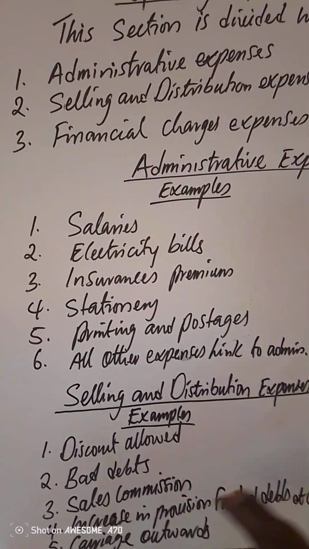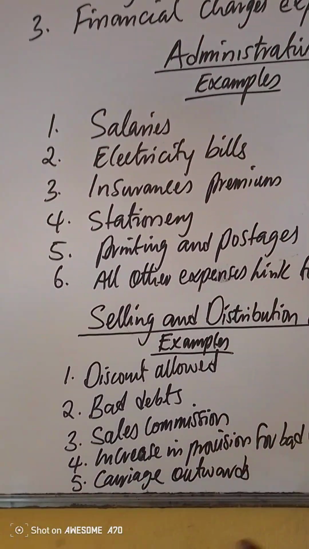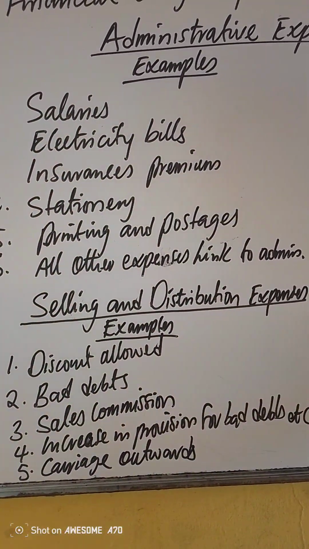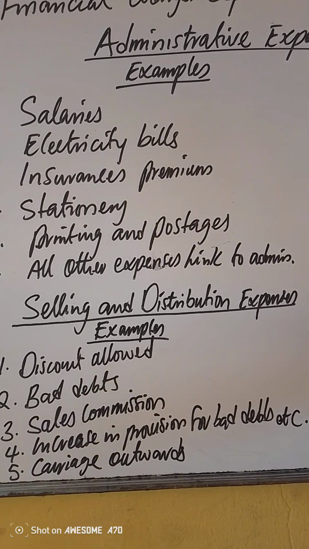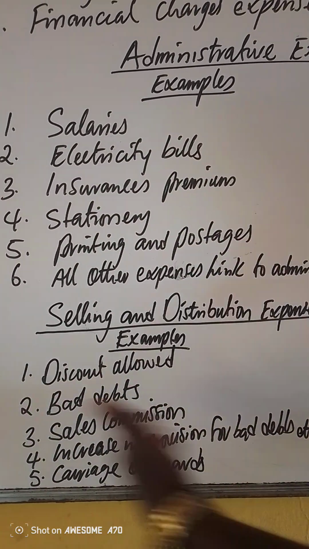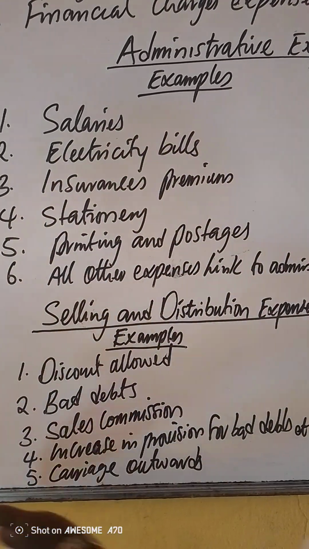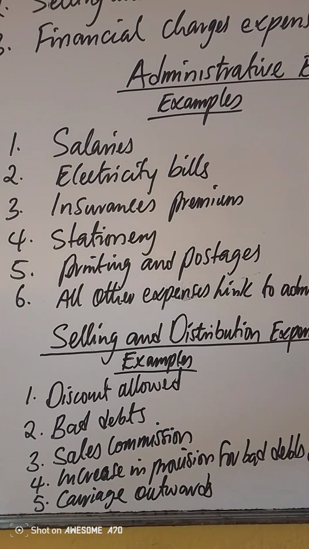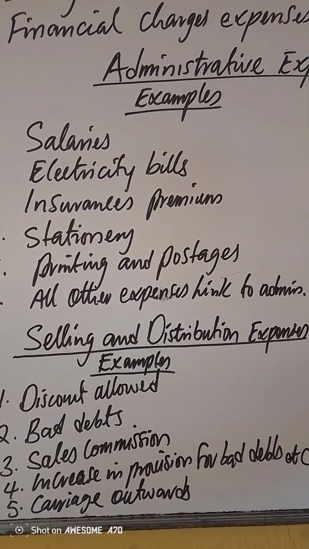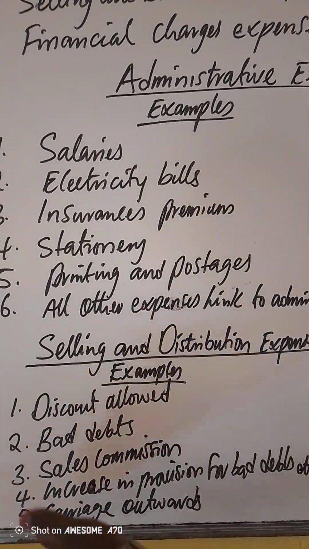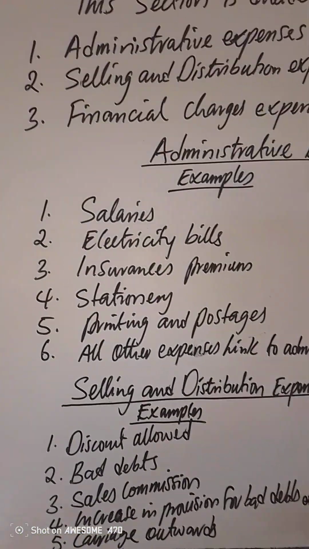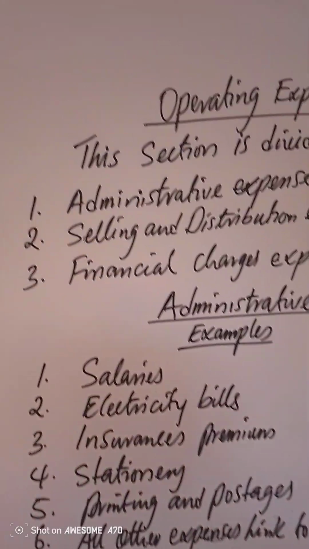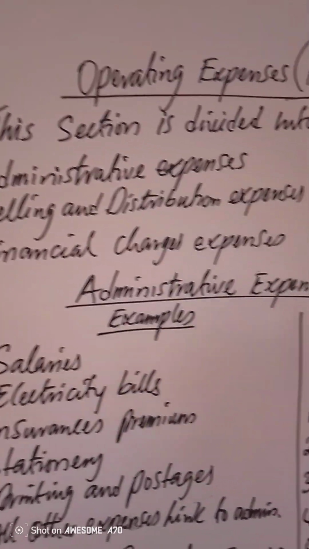Or if the business purchases goods and they are to be returned because of certain returns outward, the cost of taking the goods out to the suppliers now becomes what is called carriage outward. It's either the cost of returning goods or the distribution cost of taking goods to the place of destination of the customers that is referred to in accounting as carriage outward, as linked to selling and distribution.